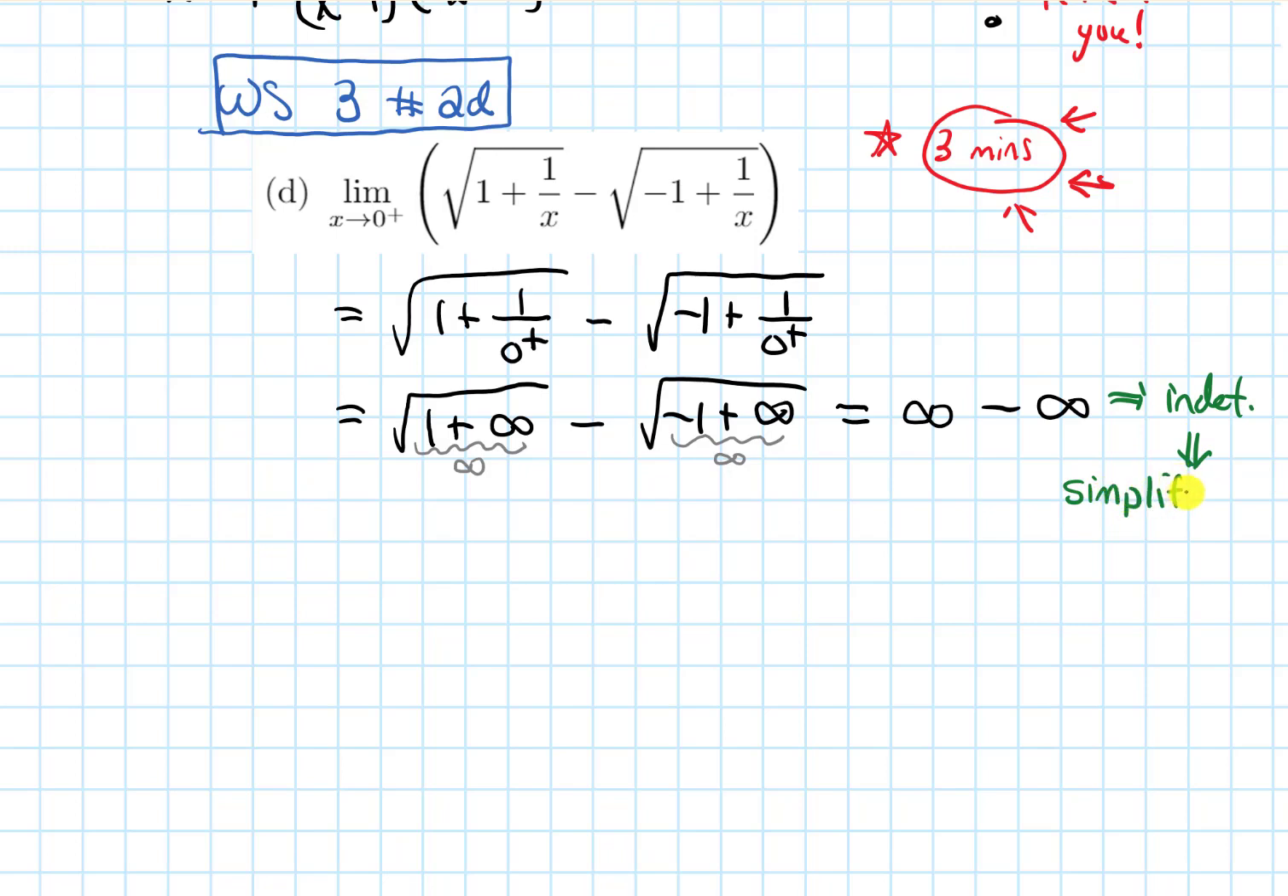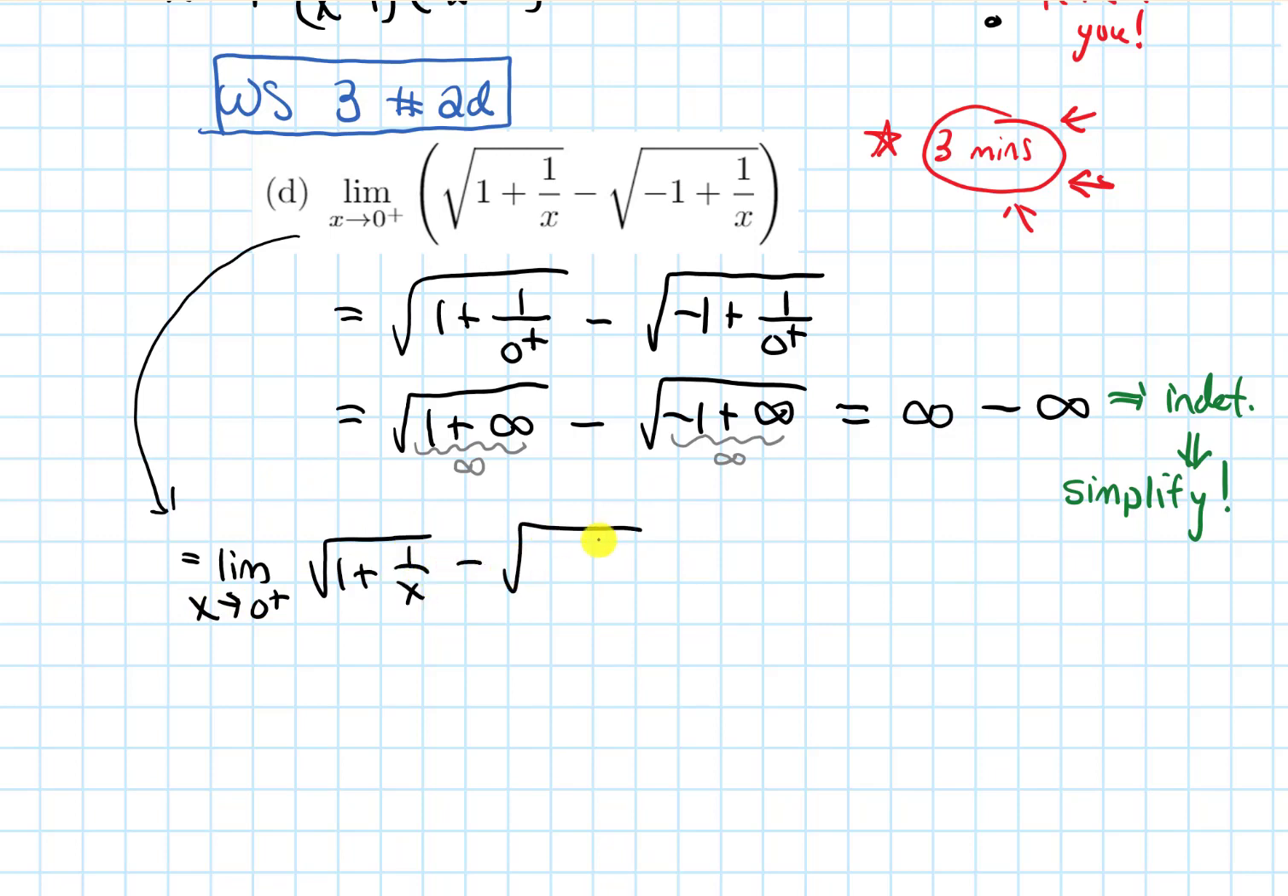So we simplify. All right, so how do we simplify the square root of something minus square root of something? Well, in the previous video, we talked about that technique, multiplying by the conjugate. Let's try that. So this will be the limit as x approaches 0 from the right of square root of 1 plus 1 over x minus root of negative 1 plus 1 over x.